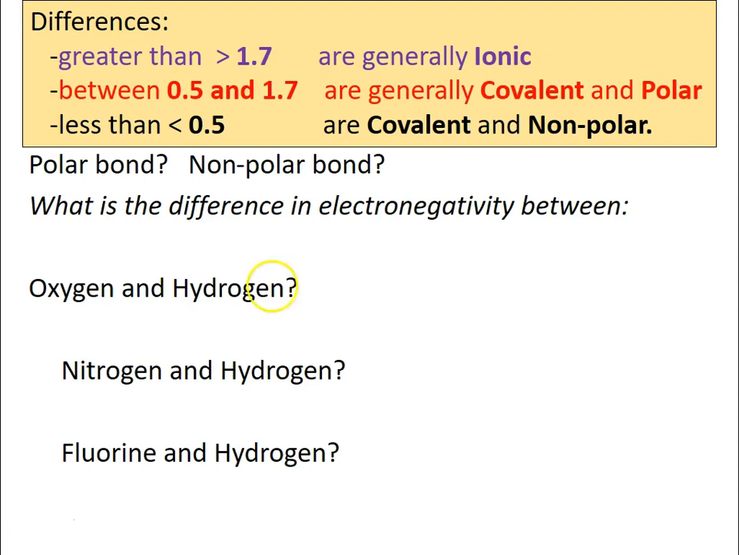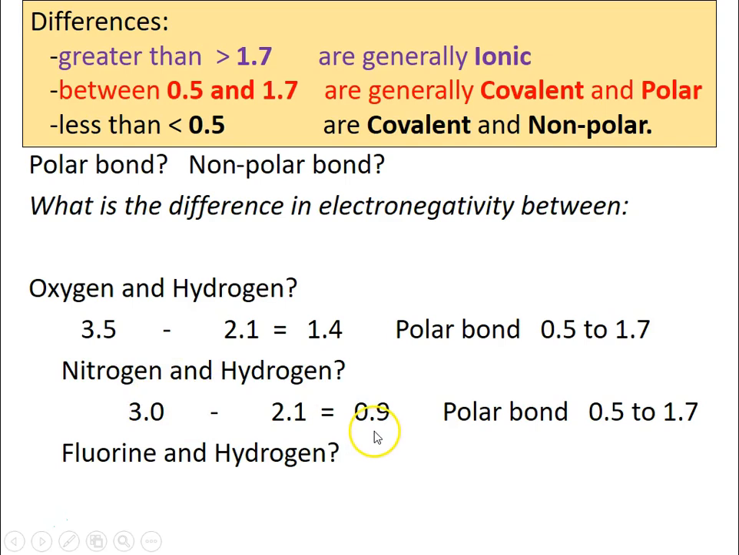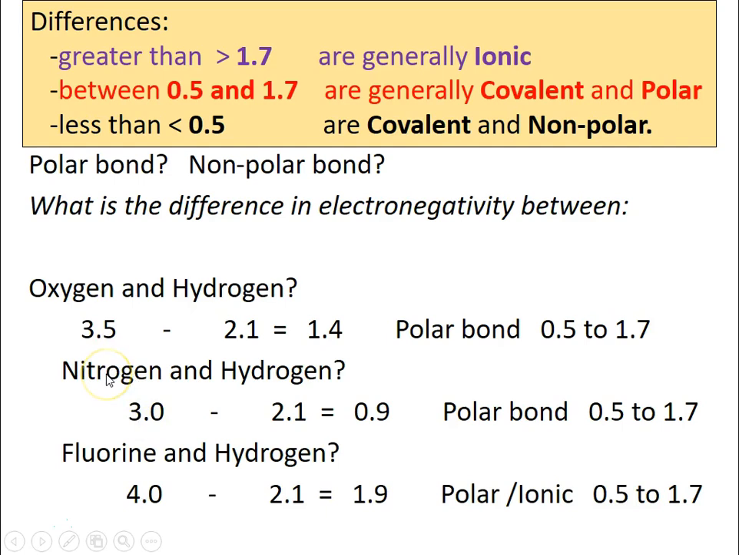Alright, so if you looked at the difference between oxygen and hydrogen, 3.5 to 2.1, so it's between 0.5 and 1.7, so it's a polar bond as well. So it's more electronegative, the oxygen. The electrons spend more of their time near the oxygen. It's slightly negative, this is slightly positive. The same for the nitrogen, 0.9. So it's also a polar bond. They spend more time near the nitrogen and spend more time near the fluorine. So these are all polar bonds.